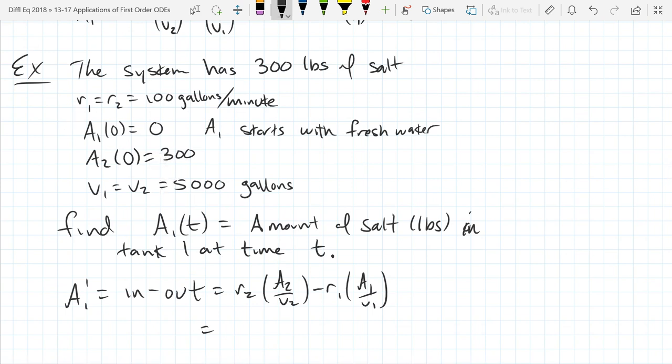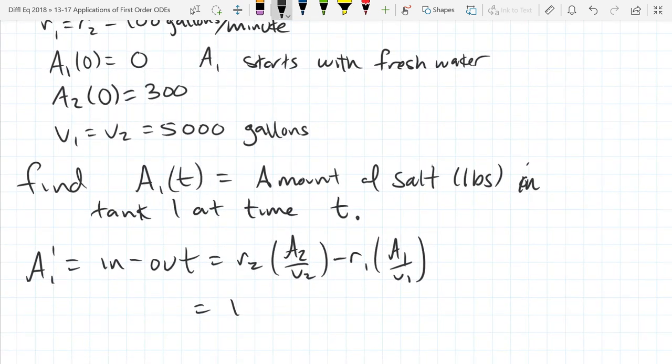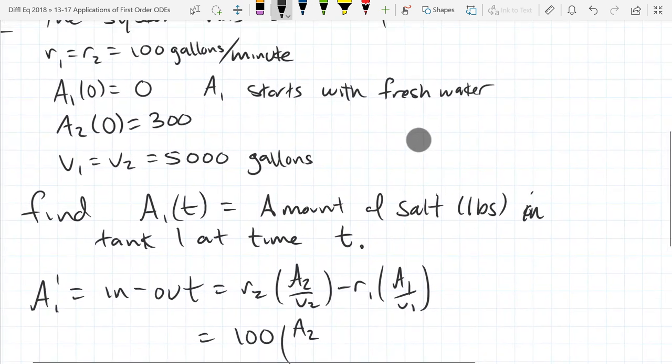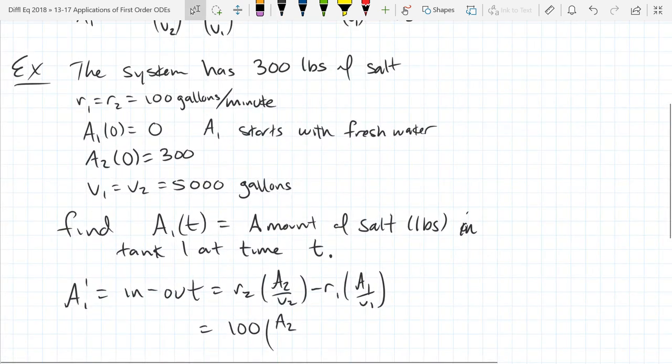So our rates are both 100. Now we have to be careful with A2. Is A2 changing over time or is it constant? A2 is the amount of salt in tank 2, which is going to constantly be decreasing. So it's not going to be constant. That's why I can't just put 300 in for A2. 300 is only valid when t is 0.